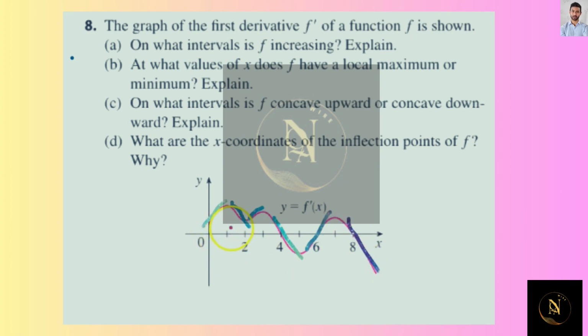So let's see. At 1, at 2, at 3, at 4. They're all changing. So from 0 to 1, 2 to 3, 5 to 7, those are concave up, and the rest are concave down. And then the inflection points, I think I was circling them. The inflection points are where we get a slope of 0.